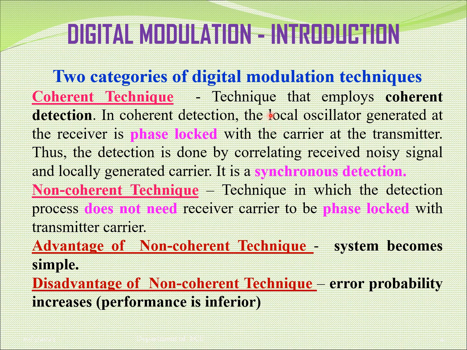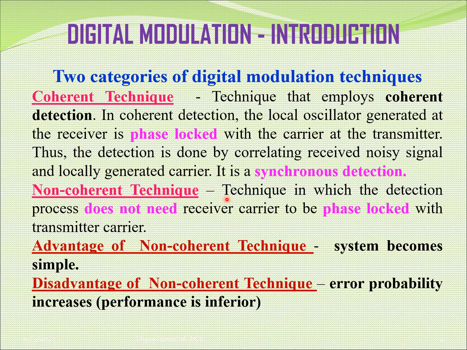In coherent, the local oscillator generated at the receiver is phase locked with the carrier at the transmitter. The meaning is, whatever carrier is generated at the transmitter, the same has to be used at the receiver. Hence, it is called synchronous detection. So, we use phase locking for this.